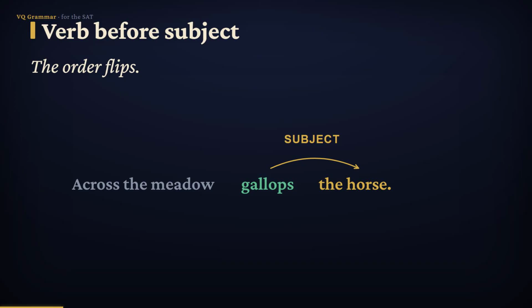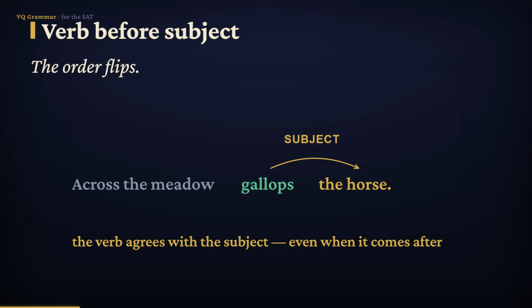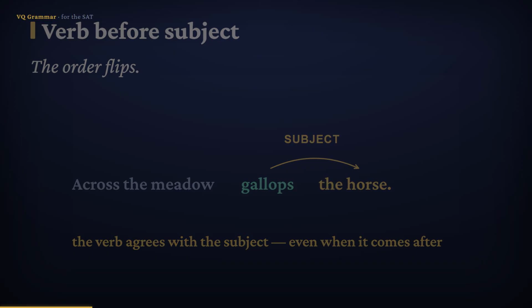To find the subject, just uninvert it. The horse gallops across the meadow. Now it's obvious. And notice, the verb still agrees with that subject. Horse is singular, so gallops. Order can flip, but agreement can't.